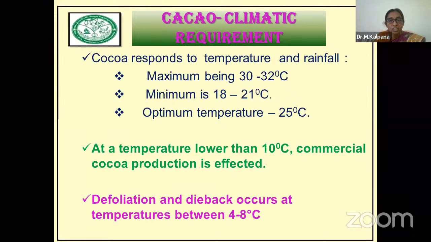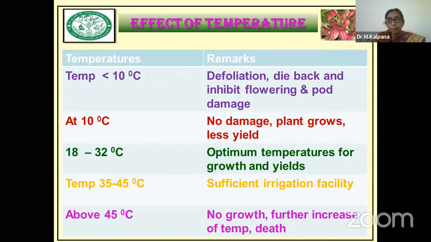The optimum temperature is around 25 degrees, the maximum temperature is around 32 degrees, and the minimum temperature is around 18 to 21 degrees. As the temperature goes below 10 degrees, it will affect the commercial production of the crop, and if the temperature is around 4 to 8 degrees, there will be defoliation and dieback of the crop. So if the temperature is less than 10 degrees, there is defoliation, dieback, inhibition of flowering, and damage to the pod. If the temperature is 10 degrees, there is no damage to the plant. The plant will grow, but there will be less yield.